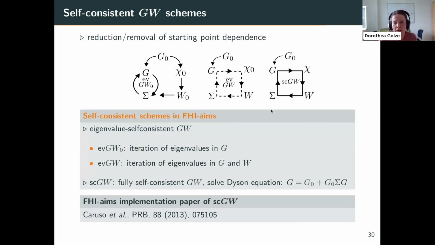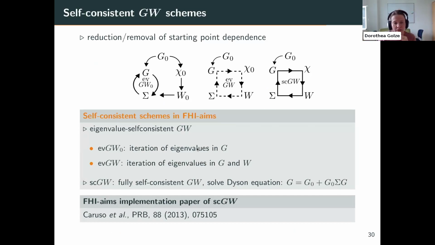To reduce the starting point dependence, there are different self-consistent schemes in FHI-aims. So the purest approach is fully self-consistent GW, sketched here. So you really iterate, you basically solve the Dyson equation as shown here, starting with a guess for G, usually G0, and then calculate chi, W, and sigma the full way. So this is very expensive. It's only feasible for small molecules, maybe 10 or maximum maybe 20 atoms.